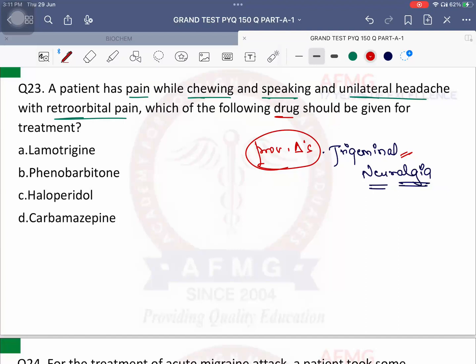whenever we open the mouth, close the mouth, matlab whenever you are trying to speak anything, whenever you are trying to chew anything, in that condition, you will have excruciating pain. Okay, बहुत severe गंदा दर्द होता है. That is the case of trigeminal neuralgia. What is the drug of choice? Very easy. The drug of choice should be carbamazepine.